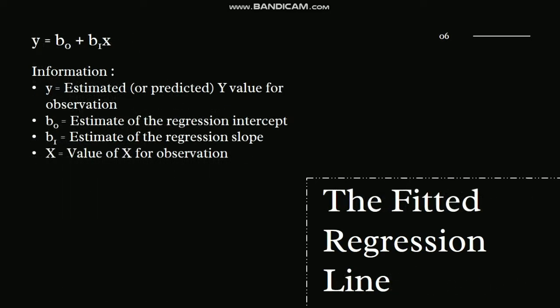And the formula for y-hat is y-hat equals b0 plus b1 x. The information is: y-hat is the estimated or predicted y value for observation i, b0 is the estimate of the regression intercept, b1 is the estimate of the regression slope, and x is the value of x for observation i.